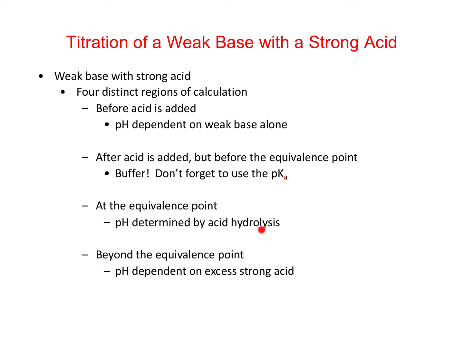At the equivalence point, for a weak acid being titrated by a strong base, the pH is determined by the hydrolysis of the base that's left over. In this type of titration, a weak base being titrated by a strong acid, the pH is determined by the weak acid that is the only thing present at the equivalence point. And then as we move past the equivalence point, we're adding excess strong acid. And so after we do the stoichiometry problem, however much H3O+ is left over, that's how we determine the pH.